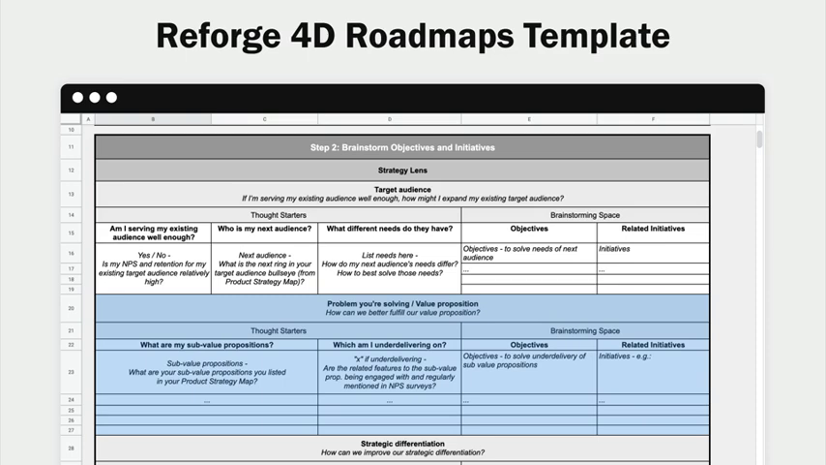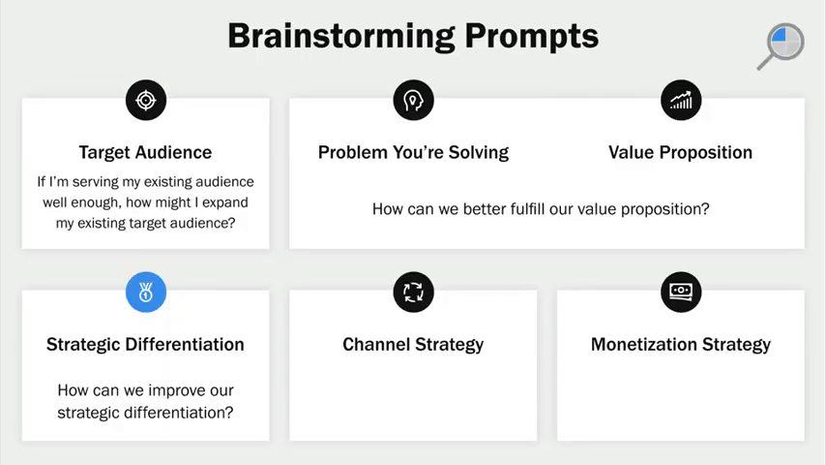Take the time here to brainstorm your value proposition objectives and initiatives in the Reforge 4D Roadmaps template. The third prompt for your strategy lens is, how can we improve our strategic differentiation? Objectives here focus on improving the unique attribute you identified as your strategic differentiator in the product strategy map.